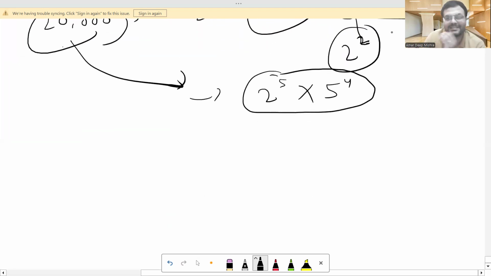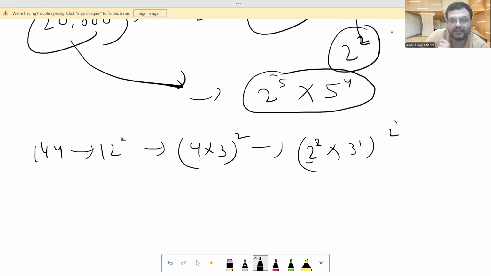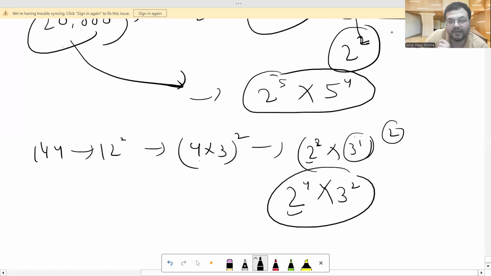Now, first of all, let's discuss a perfect square number. Let me take any perfect square number, let's say 144. 144 is what? 12 square. Now 12 is what? 12 is your 4 into 3 square, whole square. Now 4 is what? 2 square, into 3 is what? 3 power 1, and whole power is 2. Now this 2 square and this whole square will give you 2 power 4, and this 3 power 1 and whole square will be 3 power 2. Now you see 2 power 4 and 3 power 2. If you look at the powers, powers are even in nature, meaning powers are the multiple of 2.